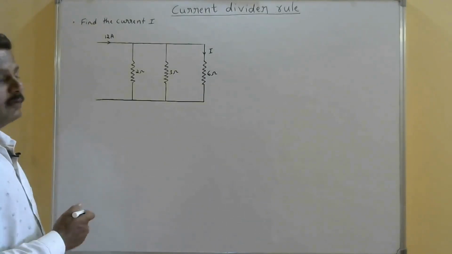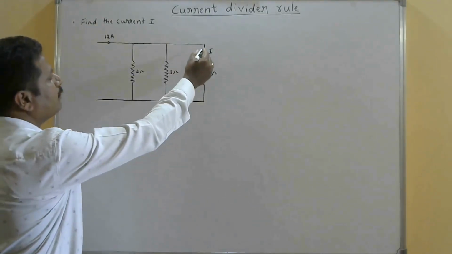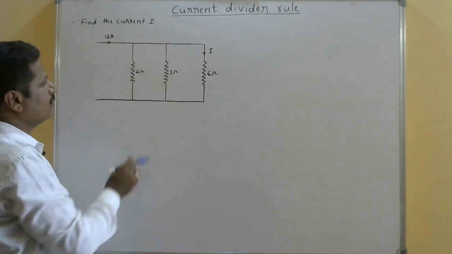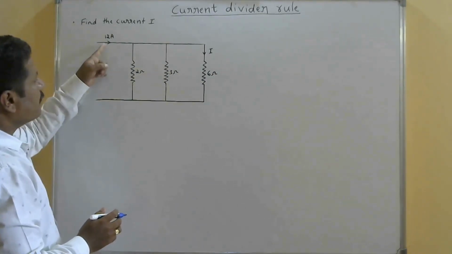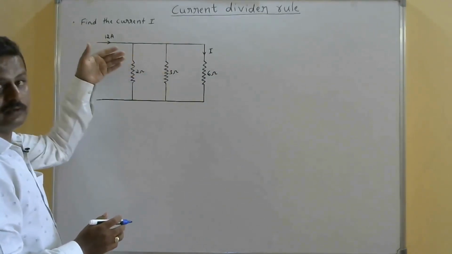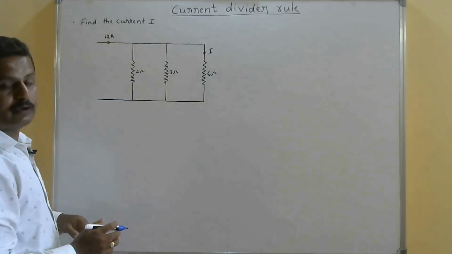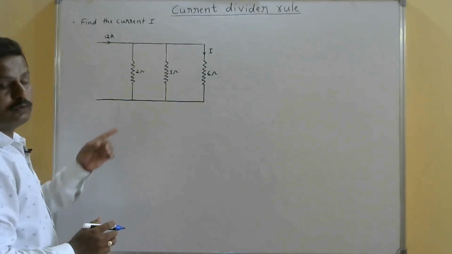This is our first example. Here we need to find the current passing through this 6 ohm resistor. All these 3 resistors are connected in parallel, and the total current passing through this combination is 12 amperes. So we can use the current divider rule to solve this problem.